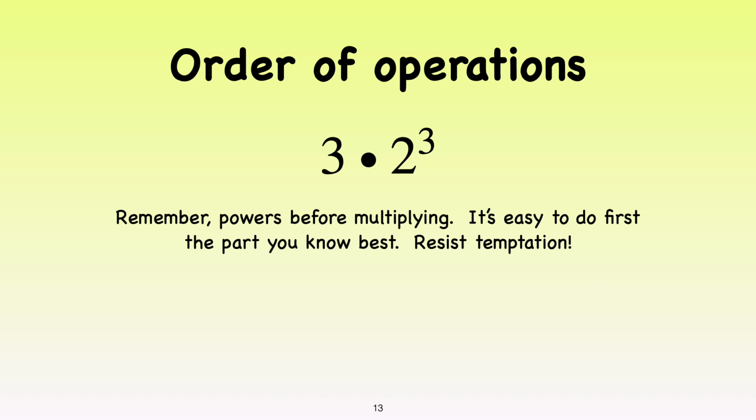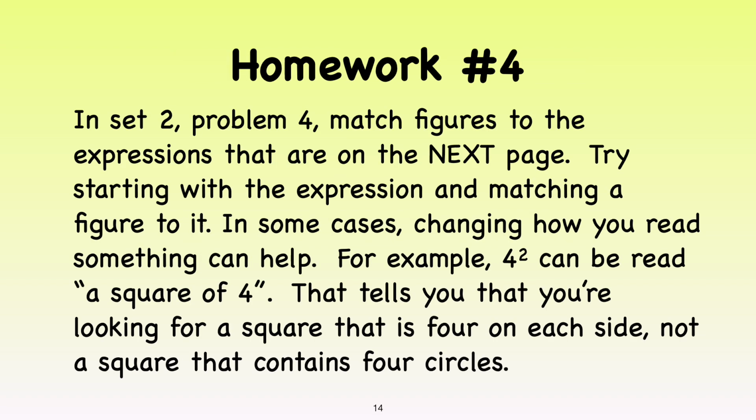Resist temptation. Let's look at homework number 4. In set 2, problem 4, it asks you to match figures to the expressions, but the expressions are on the next page. Now, try starting with the expression and matching a figure to it. In some cases, changing how you read something can help. For example, 4 squared could be read as a square of 4. That tells you that you are looking for a square that is 4 on each side, not a square that contains 4 circles. Did you catch that? 4 squared is a square with 4 on a side.